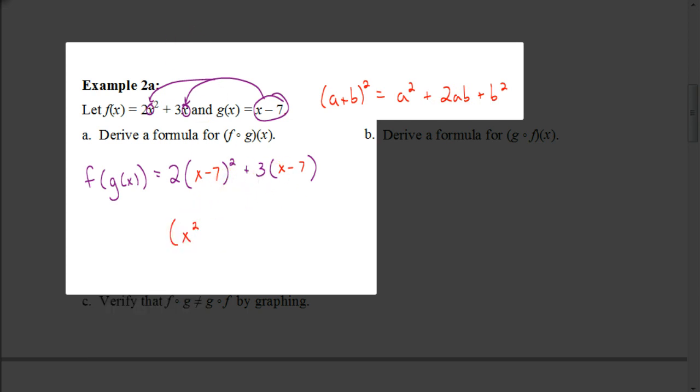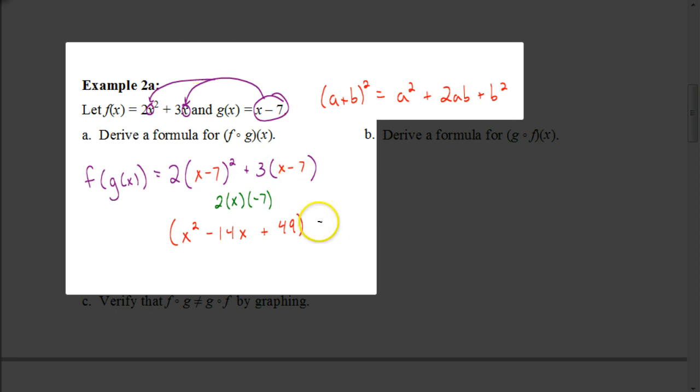A in this case is the x. The b in this case is negative 7. Now you're not going to distribute. Don't take 2 times x and 2 times negative 7. That would be wrong. We're just going to multiply these three together. So 2 times x is 2x times negative 7 is negative 14x. And then negative 7, when you square that, becomes a positive 49.